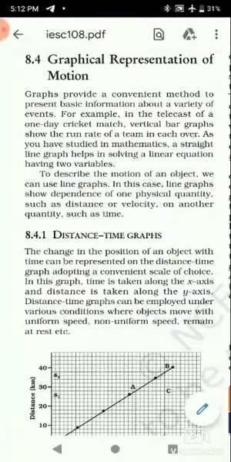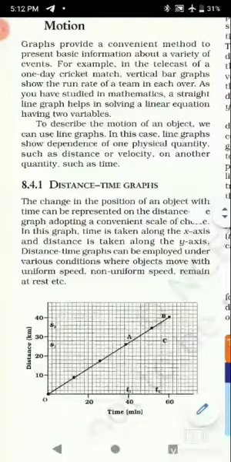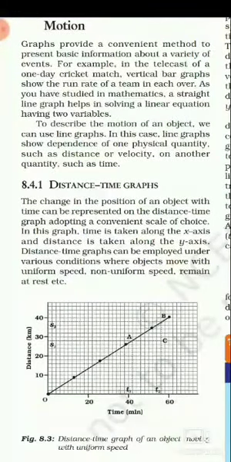First, a distance time graph. The change in the position of an object with time can be represented on the distance time graph, adopting a convenient scale of choice. So how to choose a scale, already you know. The convenient scale should be there while you are plotting a graph on a graph paper. In this graph, time is taken along x-axis and distance along y-axis.